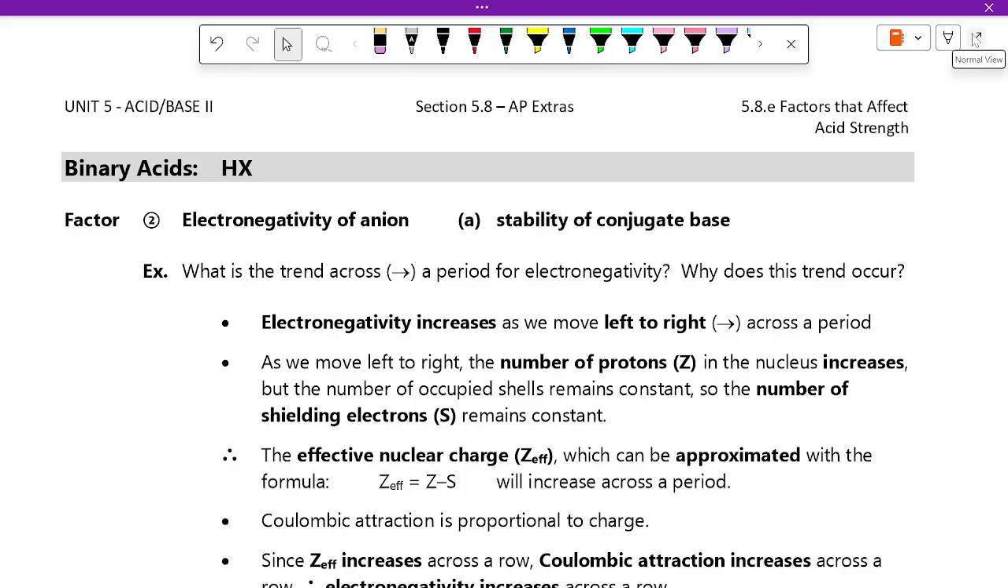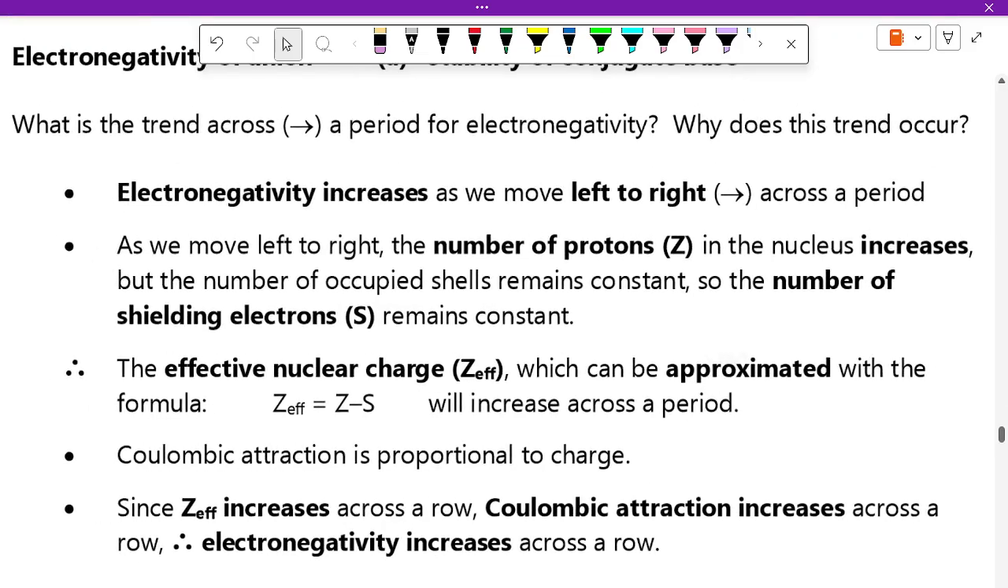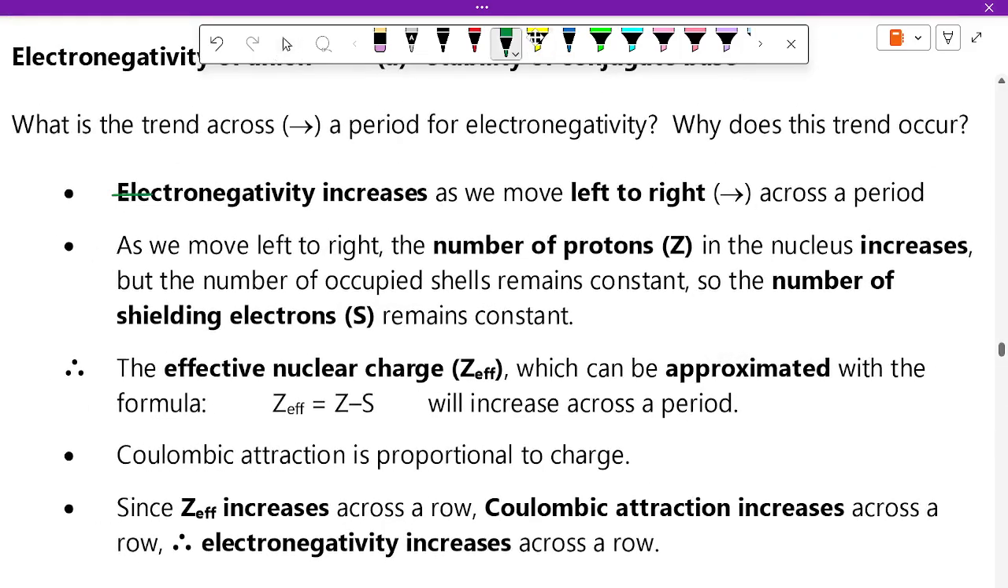All right. So electronegativity, what is the trend? Electronegativity increases as we move from left to right. That should be a highlight.